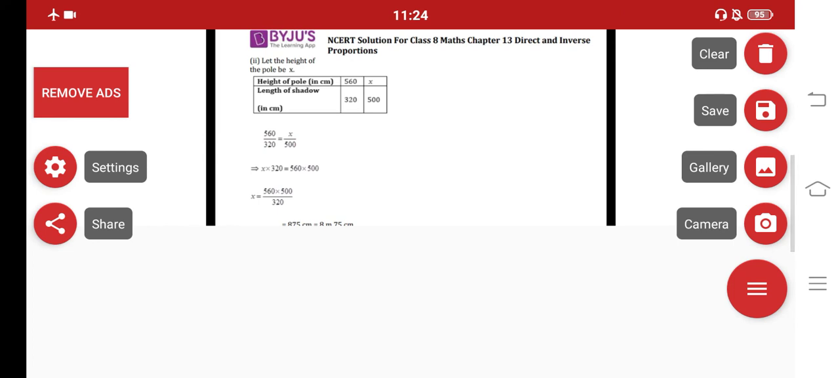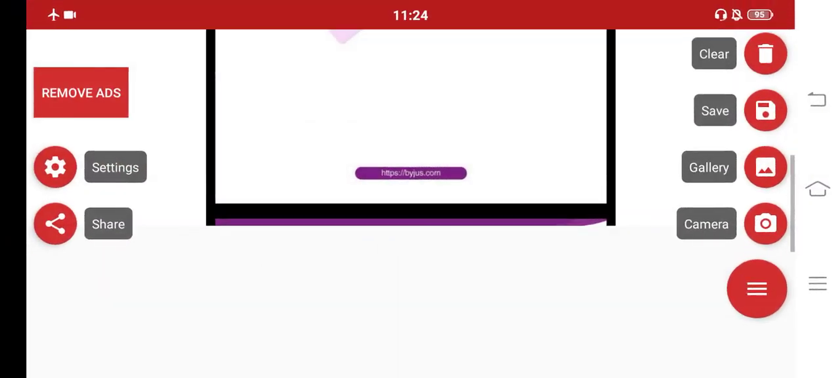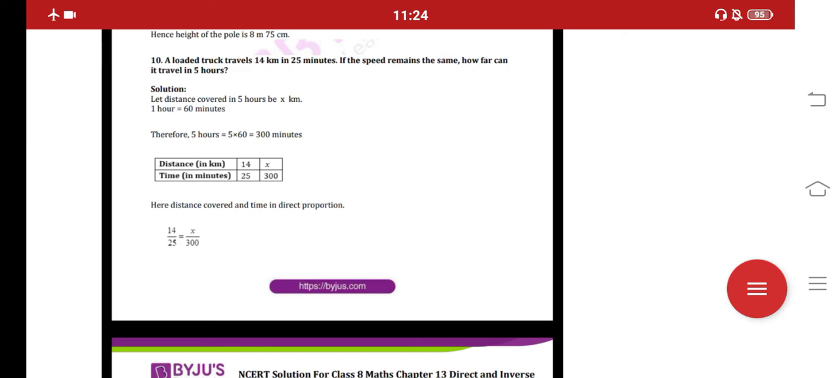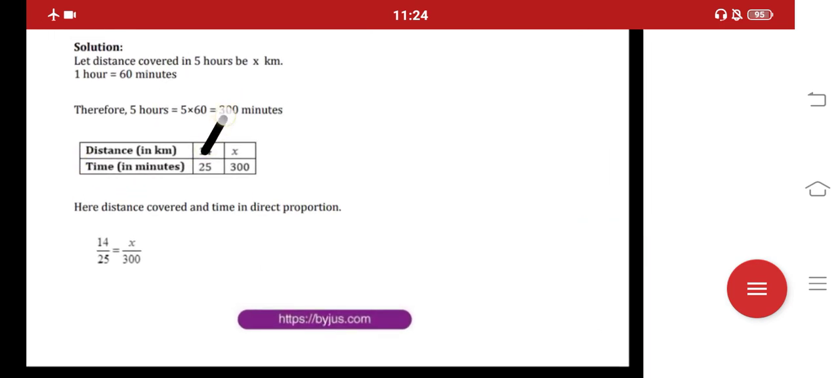Okay. This is our last question, I think. A loaded truck travels 14 km in 25 minutes, so distance and time are given. If the speed remains the same, how far can it travel in 5 hours? So 14 km distance is covered in 25 minutes. So in x kilometer distance, how much distance will it cover in 300 minutes?